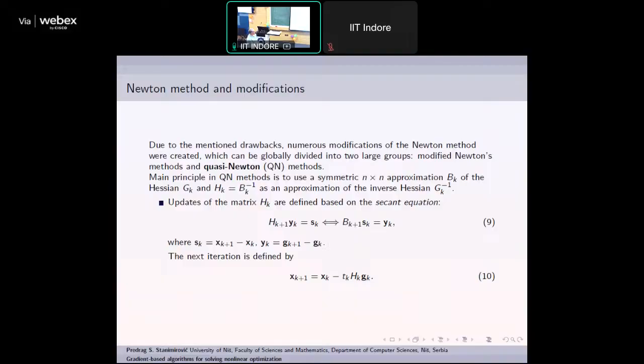YK is the difference between two successive values of the gradient. If we use an approximation for BK, later we must use its inverse. If we need an approximation of the inverse of the Hessian, we will use the first equation. We will need to solve such a linear system.